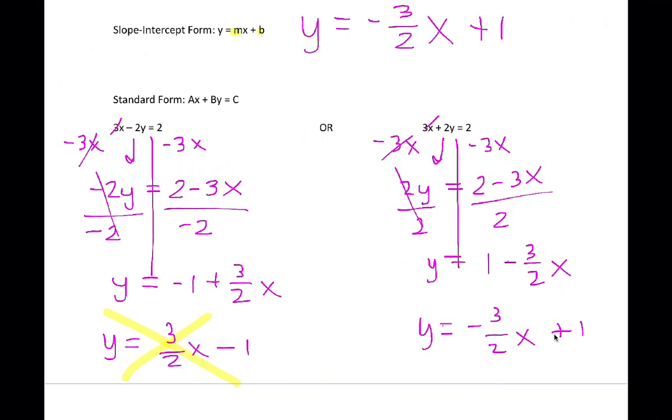Okay, and then I compare here and here. Notice when I solved for y, when I changed it into slope-intercept form, I got the exact same thing, a slope of negative 3/2, a y-intercept of positive 1. So notice these are exactly the same.